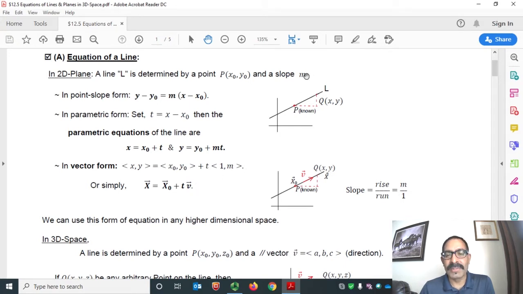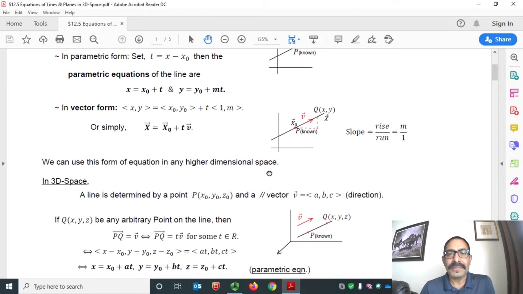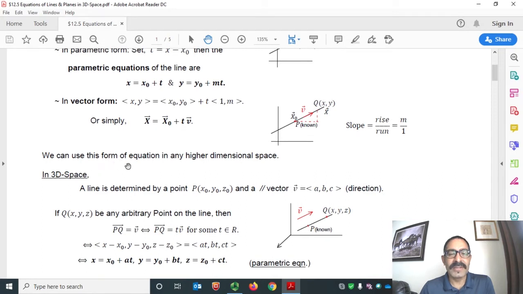By the way, slope is m, that means m equals rise over run. That means I can rewrite m as m over 1. Then this 1 is our first component, the horizontal component of the vector, and m is the vertical component. So (1, m) gives me the vector. So great, I hope this makes sense to you. Now let's move on. We can use this form of equations in any higher dimensional space. So now let's talk about the equation of a line in 3D.